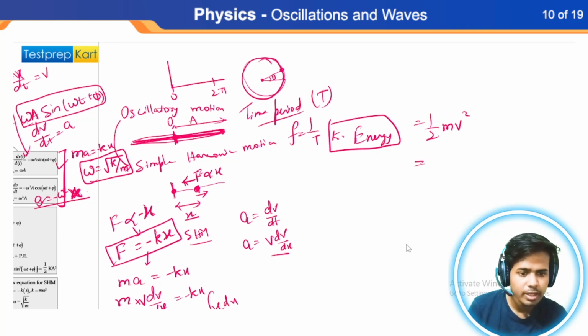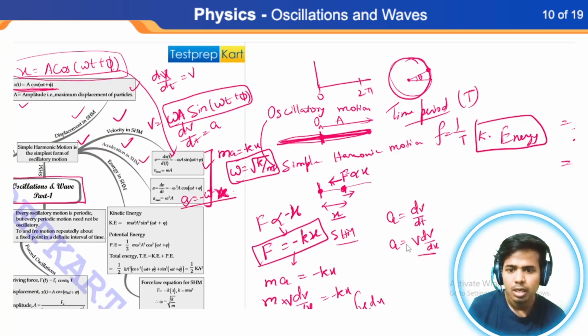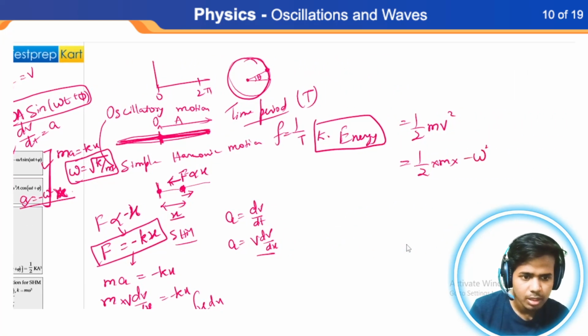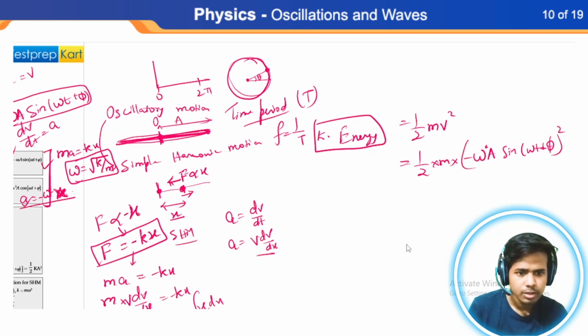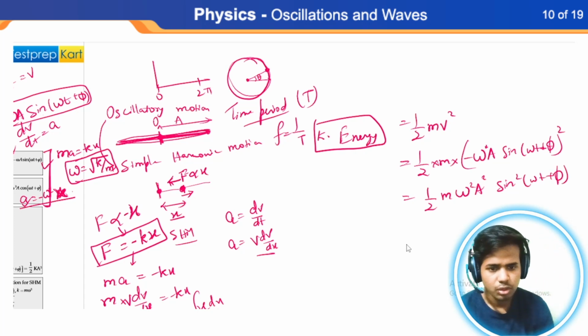So half m v square, when you do that, half into m into, what's the equation of velocity here? Velocity is this one, minus omega a sine(omega t plus phi), the whole square. Then you are left with half into m into omega square a square sine square(omega t plus phi), right? So this is the kinetic energy.